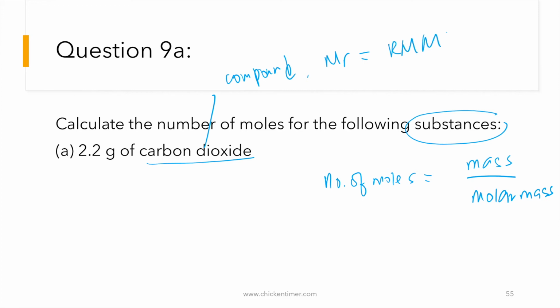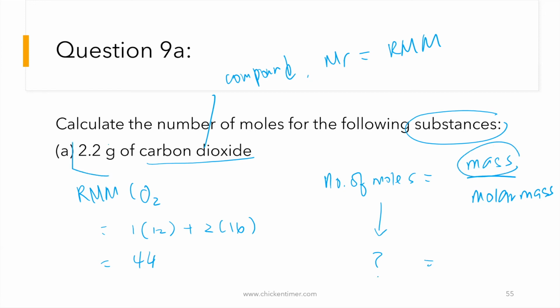Relative molecular mass. Your first step to this question is to find the relative molecular mass of carbon dioxide. So you have to find 1 carbon plus 2 oxygen: 1 times 12 plus 2 times 16, so 44. Then number of moles is mass over molar mass. Mass is the reacting mass given by the question, so this is 2.2. The molar mass comes from here, so 44. 2.2 divided by 44 is 0.05 moles.